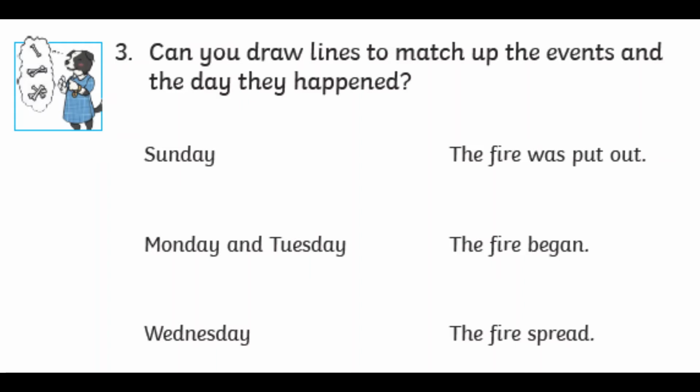Okay, welcome back. The question says, can you draw lines to match up the events and the day they happened? So on one side we have the days and on the other side we have the events. The days to choose from are Sunday, then we have Monday and Tuesday, and finally Wednesday. And the events are the fire was put out, the fire began, and the fire spread. So which of those things happened on which day?